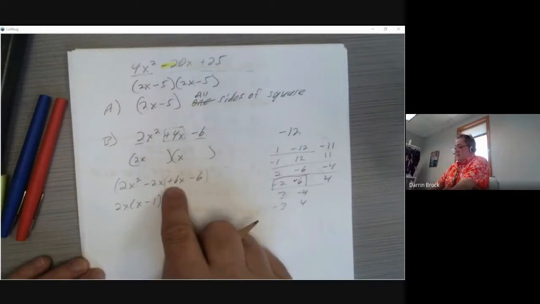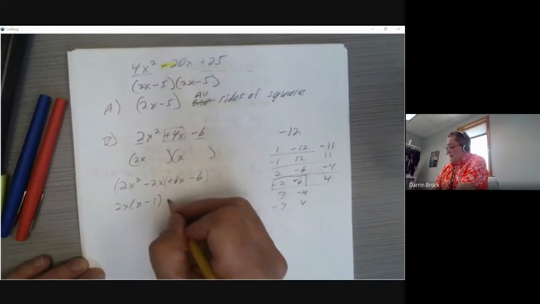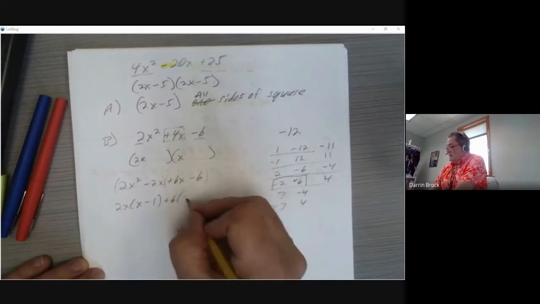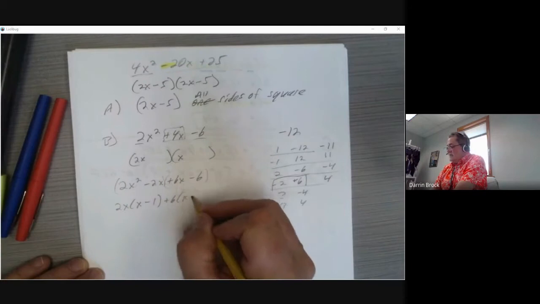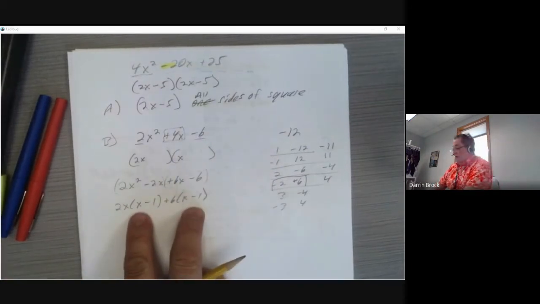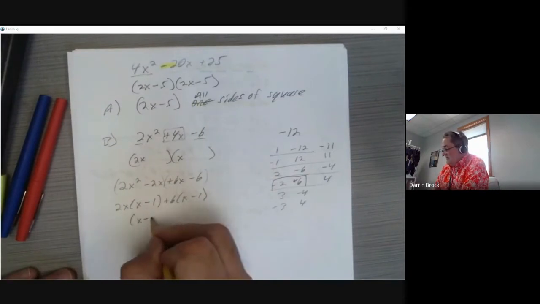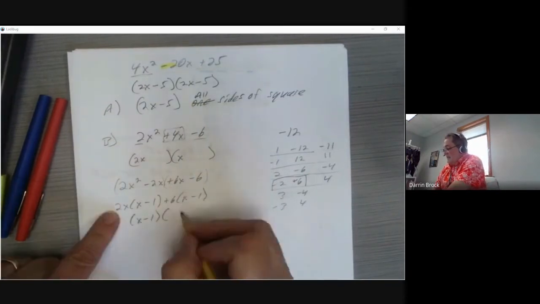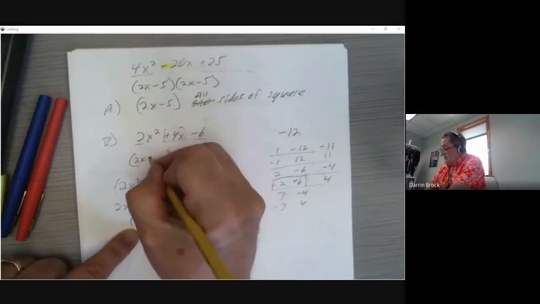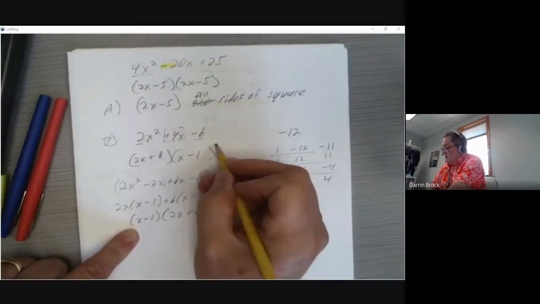All right. And then we got a 6x minus 6. We can take a 6 out of there. Take a 6 out of the first term, leaves an x. Take a 6 out of a negative 6, minus 1. There we've got that x minus 1 again. Factor that out. And then that leaves the 2x plus 6. So that's our two factors, 2x plus 6 and x minus 1.